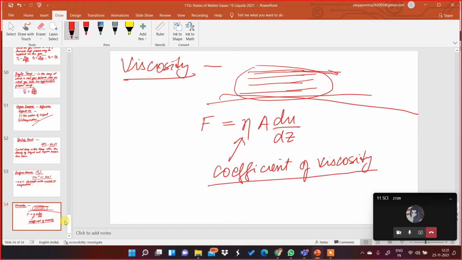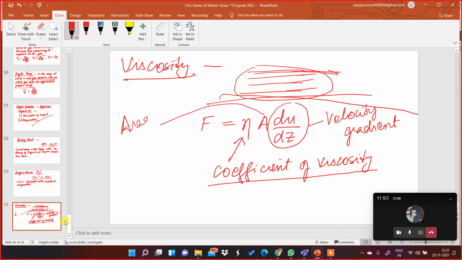This viscosity topic has to be understood on the basis of these terms. This du by dz is called the velocity gradient. And this A is the area of contact of the various layers, during the viscosity of a given liquid.